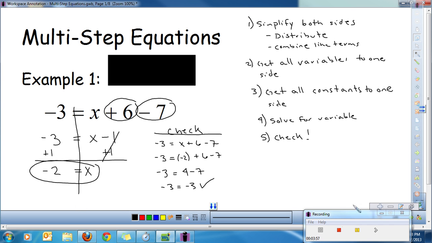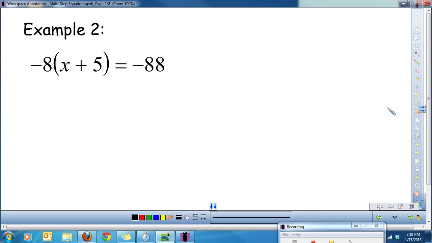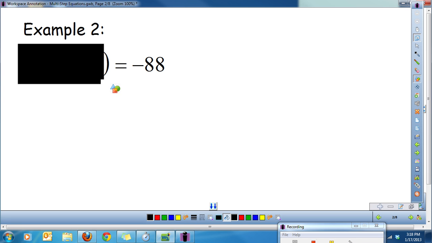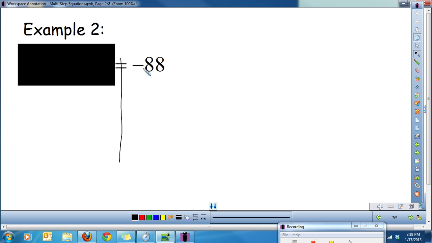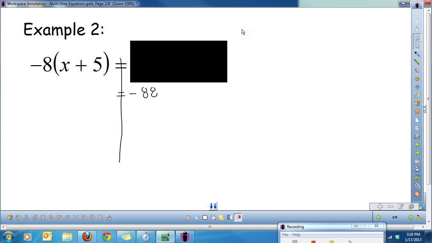So let's do another example. Again, remember the first thing you want to do is ask yourself, are both sides simplified? So let's just look at the right side. Is the right side simplified? Yes, it's just one number, so I'm going to bring that down. -88. All right, is the left-hand side simplified? No.